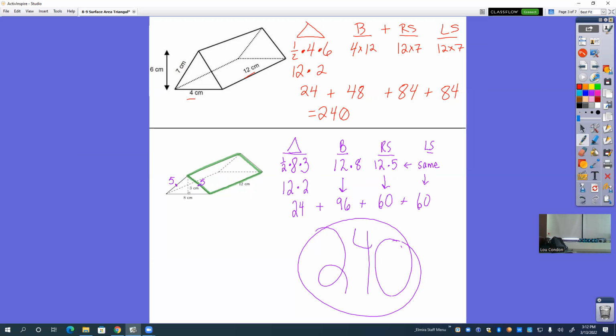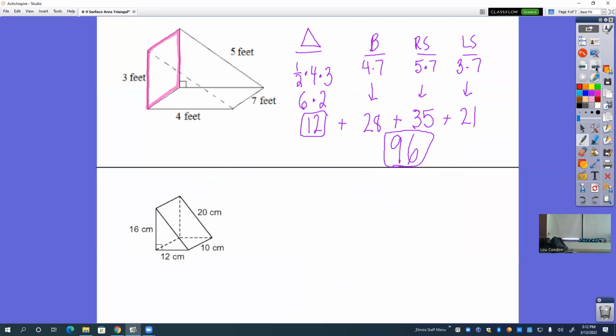Okay, so again, we're just finding the area of all the different parts and then adding them together to find the total surface area. Again, the area of the triangle, 1/2 times the base, which is 4, times the height of 3. So 1/2 times 4 times 3 is 6. 6 times 2 is 12.